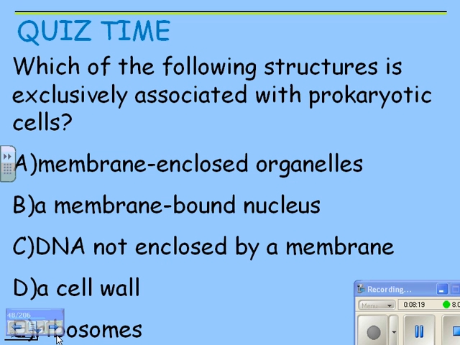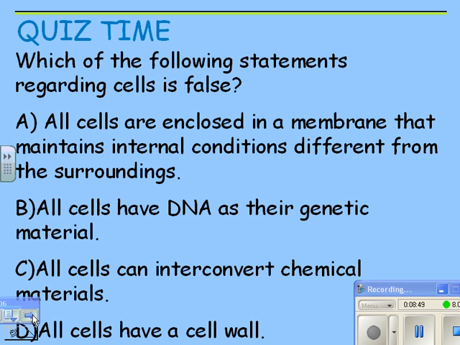Which of the following structures is exclusively associated with prokaryotic cells? So pro means before, karyote is nucleus. So these are bacteria. Membrane enclosed organelles, nope, they don't have that. A membrane bound nucleus, nope. DNA is not enclosed by a membrane, that's it. Cell wall, yes, bacteria have them, but so do eukaryotes like plants. And then that says ribosomes. That makes protein, and yes, they have them, but so do a bunch of other folks. So DNA not enclosed by a membrane.